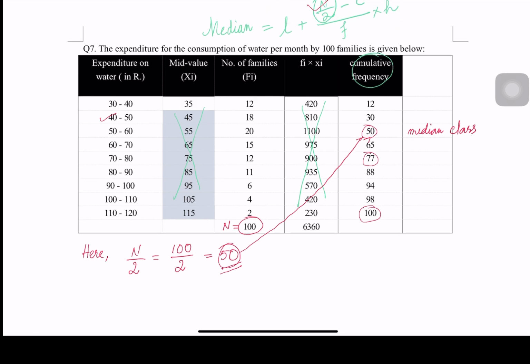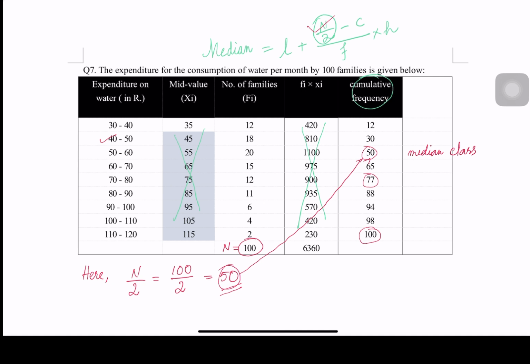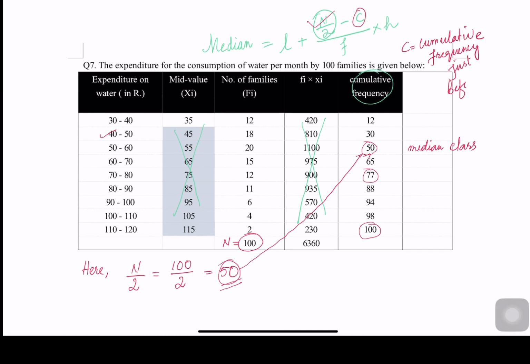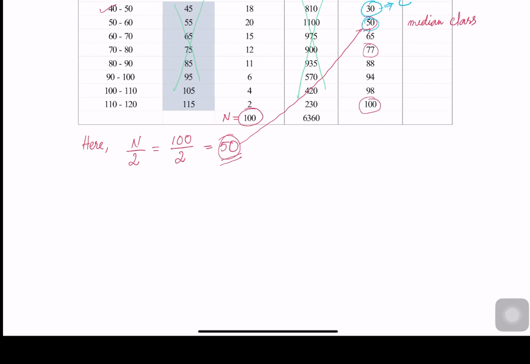Let us remember, what is that C? C is the cumulative frequency just before the median class. Just before we get into this median class, this 50, we got C. So C equals 30. Okay, now let us write out the formula. Median M equals L plus (N by 2 minus C) divided by F, into H.